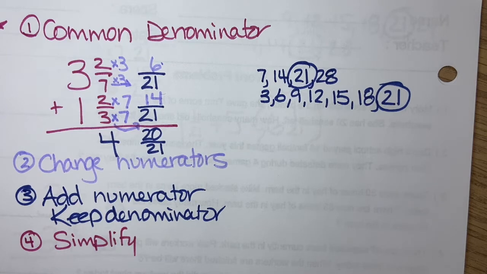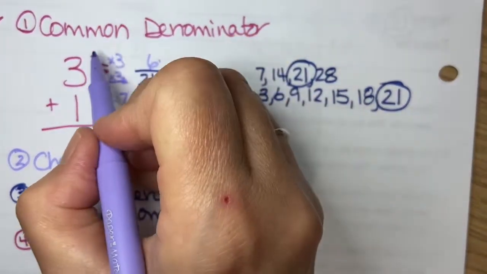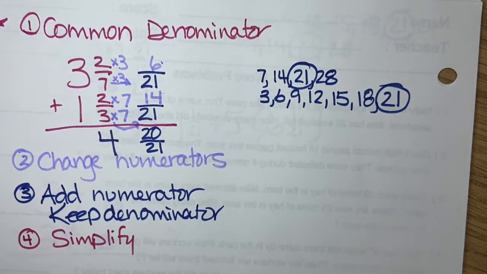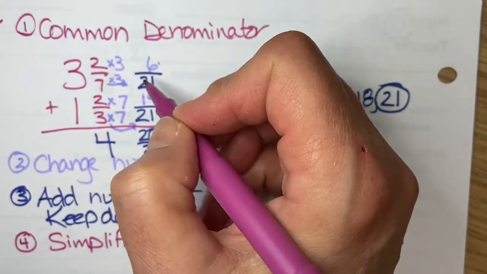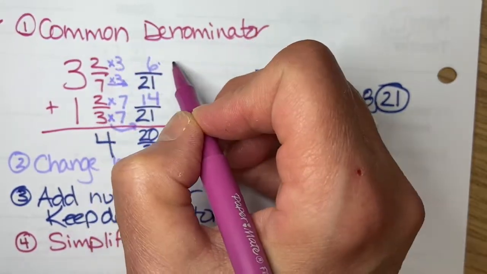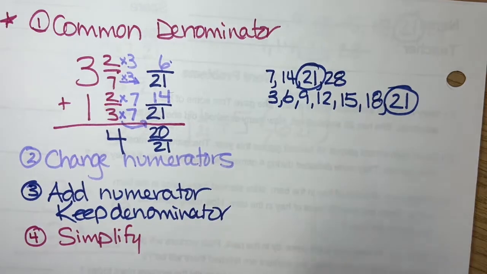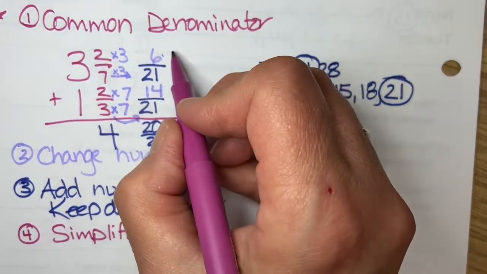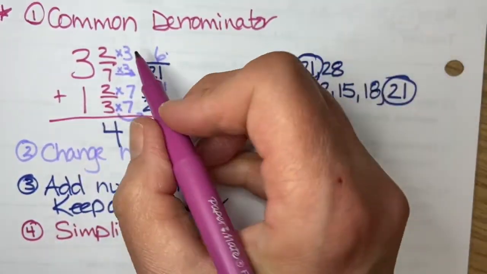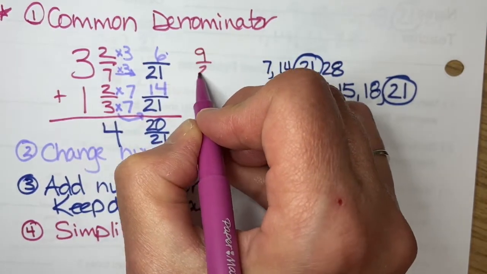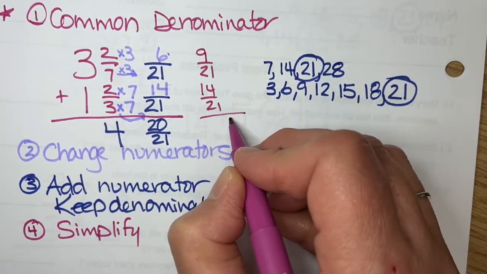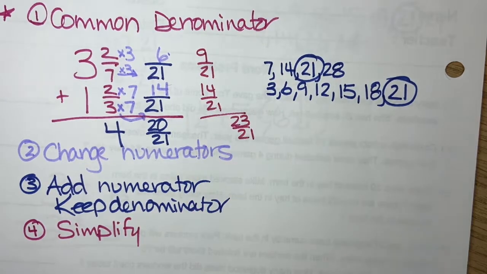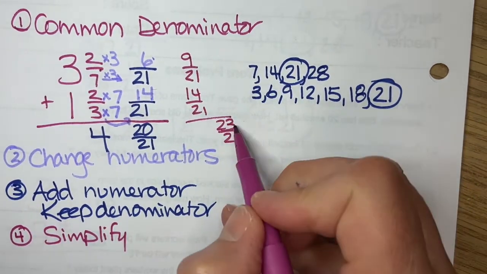So that's one with adding. Let's say that this was 3/7 instead. So if this had been 3/7, I would have had to multiply 3 times 3, and I would have got 9 21s and 14 21s. So let's say I had to do that, and I would have got 23 21s. Okay, so that's okay. It's just I've got to change this.